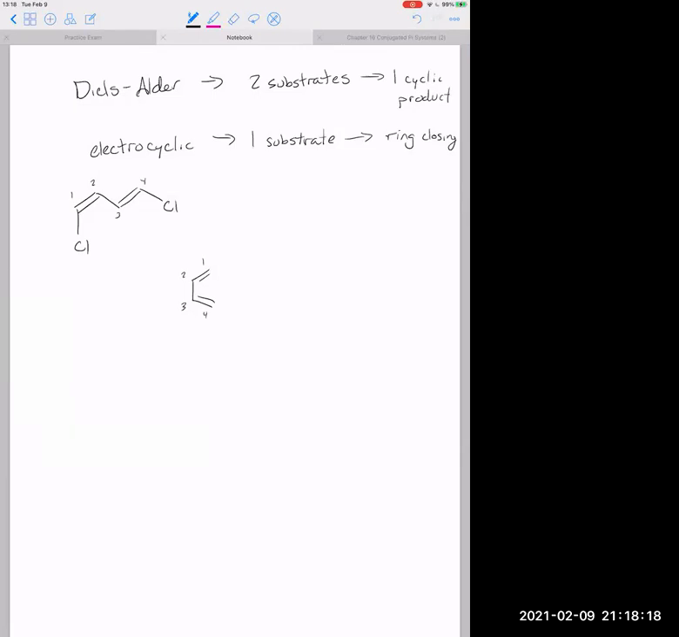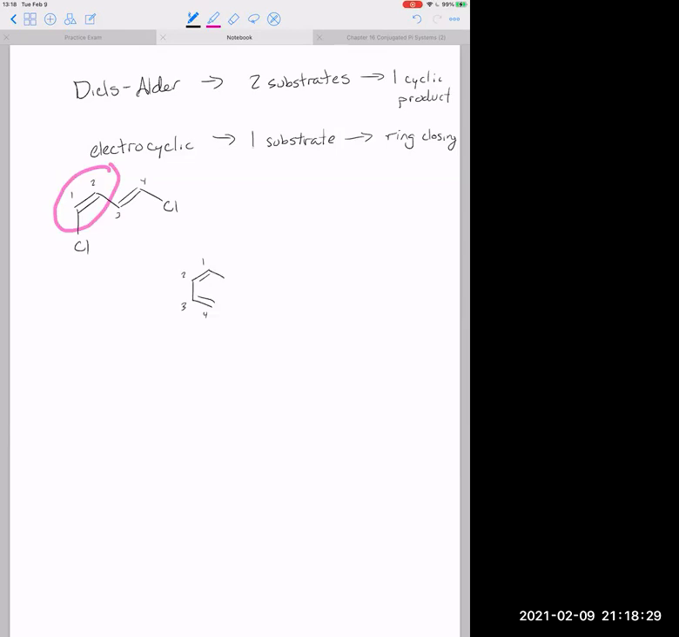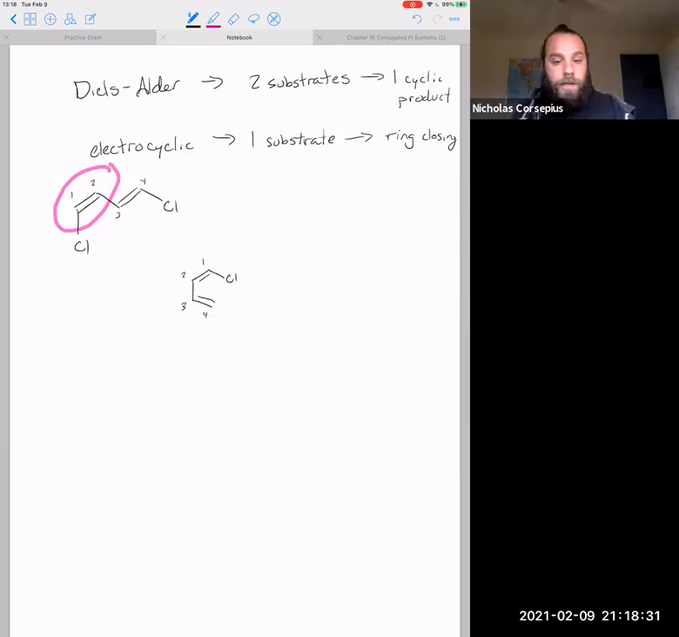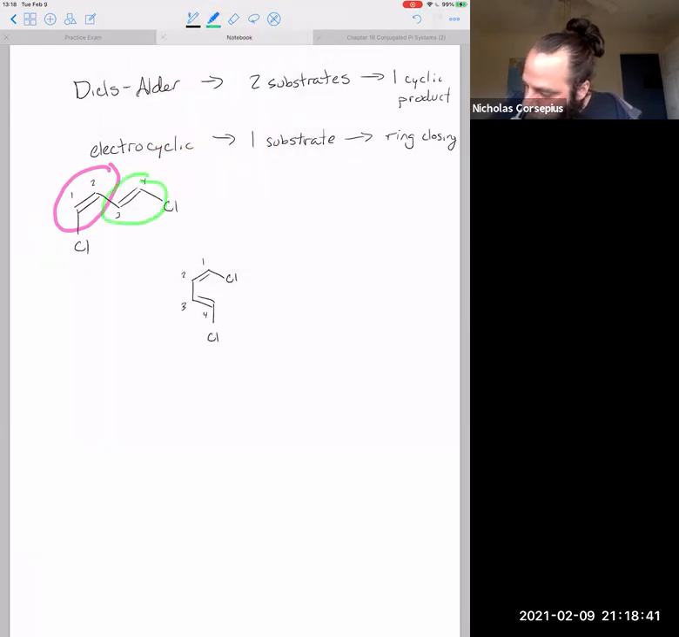Cis to cis, trans to trans. Yeah, I'm just going to look at the stereochemistry of the double bonds. So this one here should be what? Cis or trans? Cis. So when I draw that chlorine in, I'm going to make sure it's cis. And the other one is trans. So when I draw that in, I'm going to make sure it's trans.